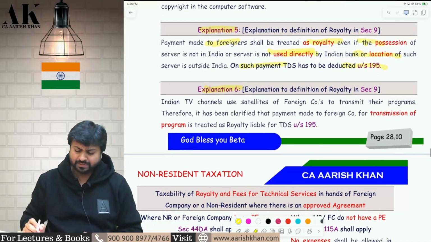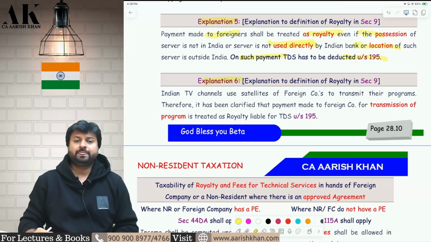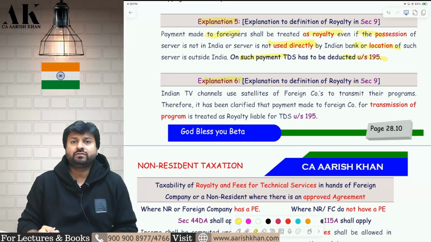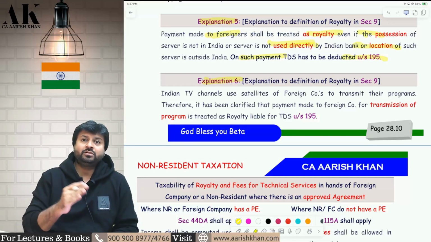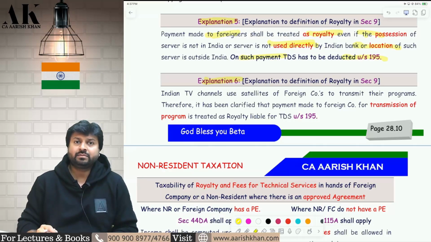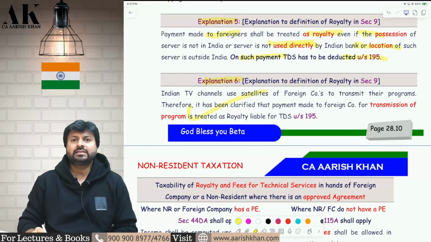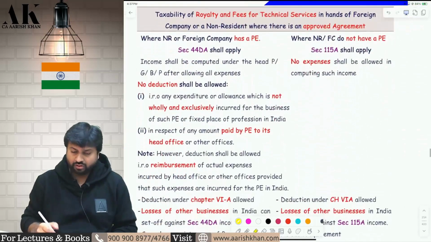Similarly, explanation 6 to section 9. What does it say? Lot of Indian TV channels, if they want to transmit their programs on television, they have to make use of the satellites of a foreign company. If they are making use of the satellite of the foreign company, they have to make a payment to the foreign company in the form of some amount. Whether that payment made to the foreign company for use of the satellite amounts to royalty or not, the answer is yes. Explanation 6 to section 9 says that yes, it is a royalty. TDS has to be deducted under section 195. I hope it is clear to all of you. Is it clear?